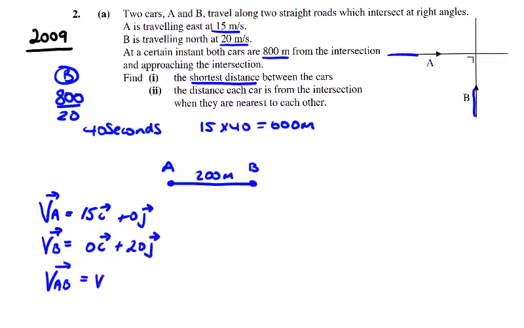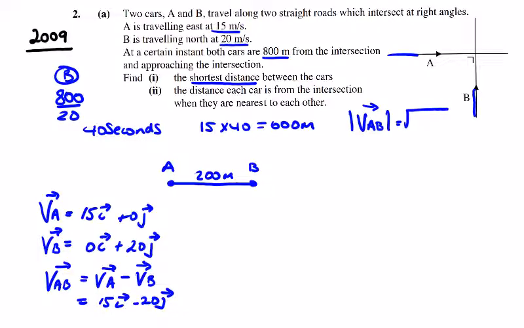is going to be equal to the velocity of A minus the velocity of B, which is equal to 15 minus 0, so just 15 in the I direction, and 0 minus 20 in the J direction. And then, I won't do it here, get in the way of my diagram, the magnitude of the velocity of A relative to B, because we're going to need this, is equal to the square root of 15 squared plus 20 squared. Both of those divide by 5, we'd have a 3 and a 4, so your answer will be 5, and multiply that by 5, we get 25.